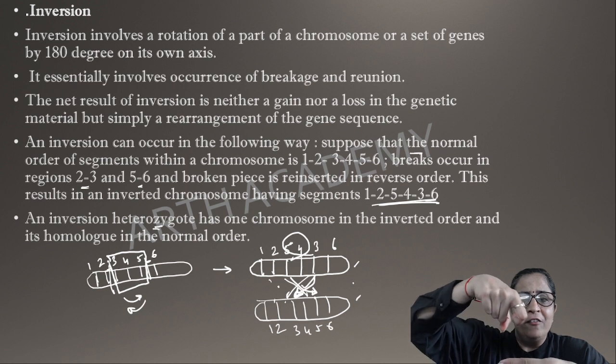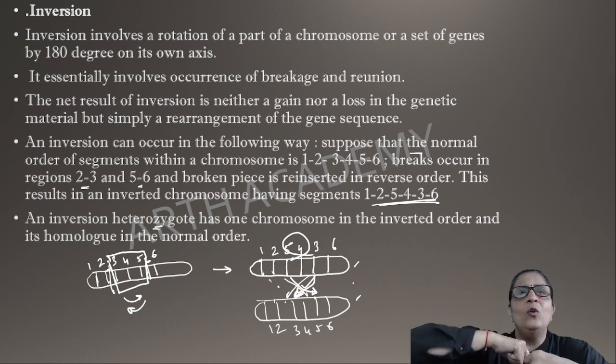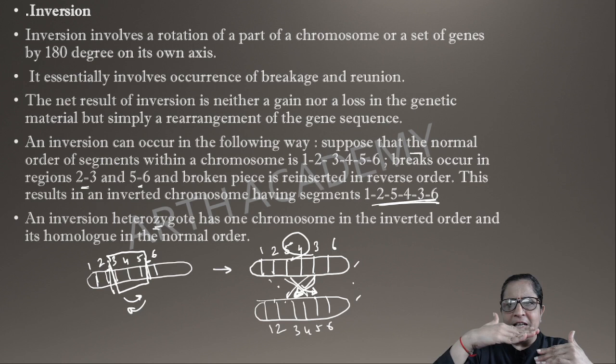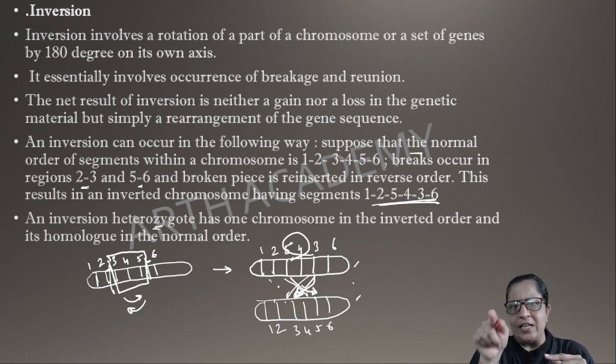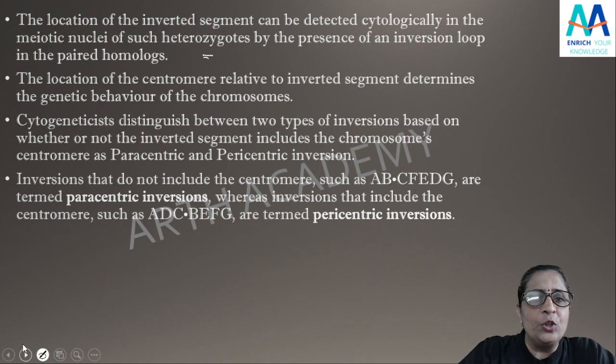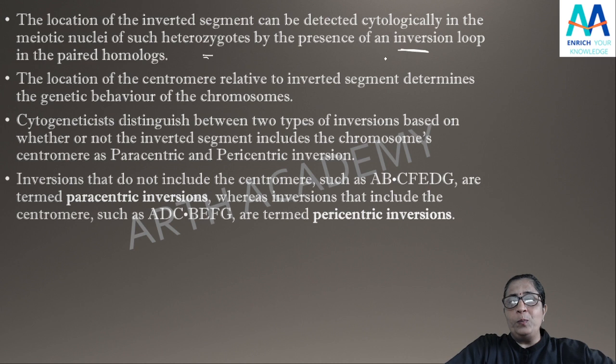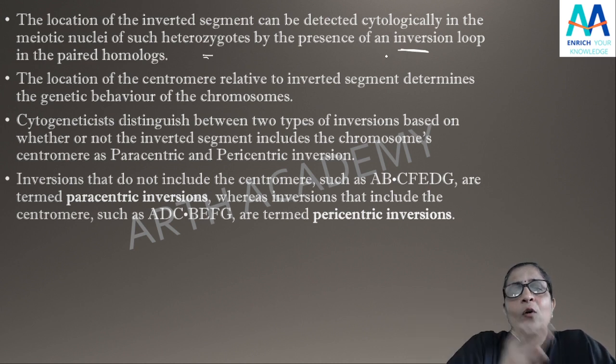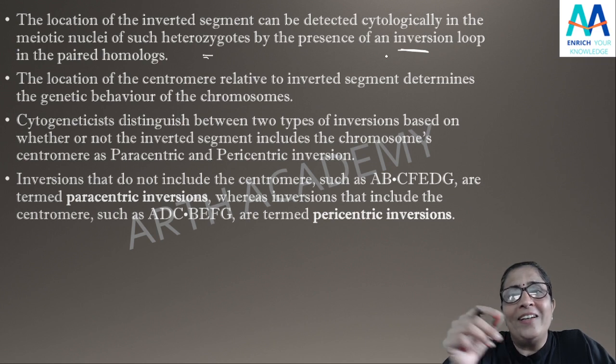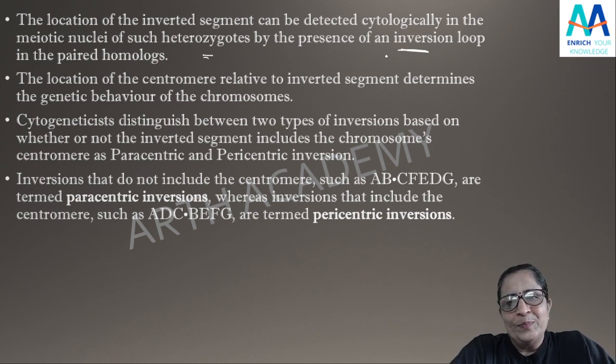ये कब होगा? When there will be a formation of a loop. है ना? ये ऐसा है तो उसका क्या करेंगे, हम उसको लूप फॉर्म करेंगे, तो यहाँ वाला पार्ट इधर आ जाएगा और यहाँ वाला पार्ट यहाँ चला जाएगा. So there will always be a formation of a loop, student. That is an inversion loop. So when you see this inversion loop in the meiotic nuclei, that means it is the location of the inverted segment, there it is detected. I hope this is clear.